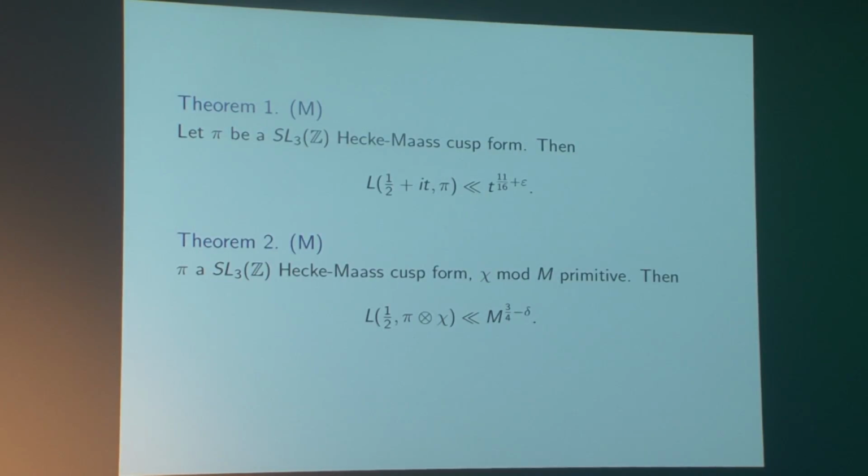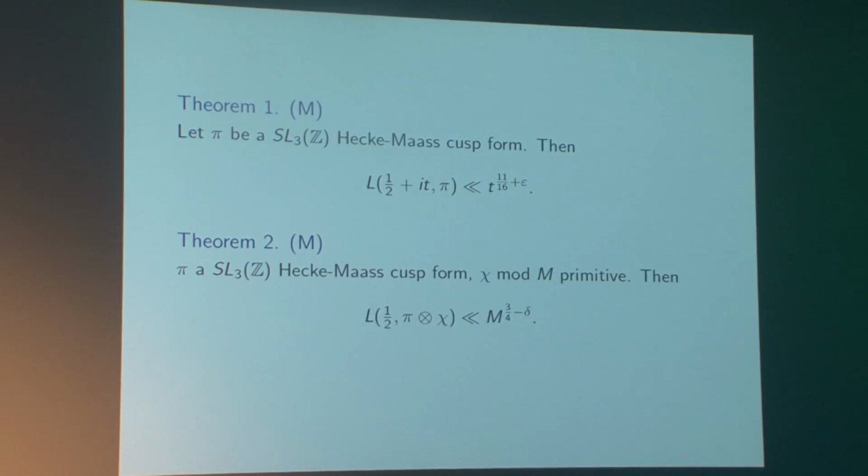And a few years later, I gave different proofs of the same result. So now pi is not just a symmetric square, it's any SL3(Z) Hecke-Maass form. And I get the same bound as Xiaoqing Li, t to the power 11/16. And now if pi is SL3(Z) and so it's no more symmetric square, but still I have a subconvex bound where delta was small in my case, but it has been improved, and now I think you can get like 1/36 over here.